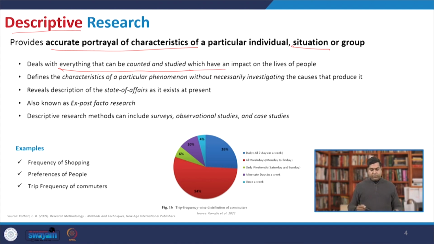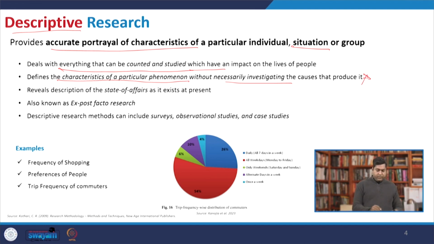In this case, what we normally do not do is that we just define the characteristics of a particular phenomenon without necessarily investigating the cause. As in the example I mentioned, of the age-wise distribution of population, here we are just portraying the findings. We are not investigating why the elderly population is more or why the child population is low. That is not part of this research, so we have to remember this part carefully.